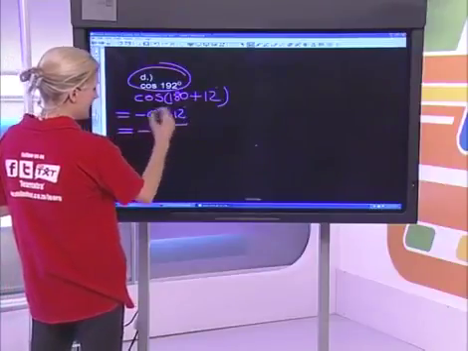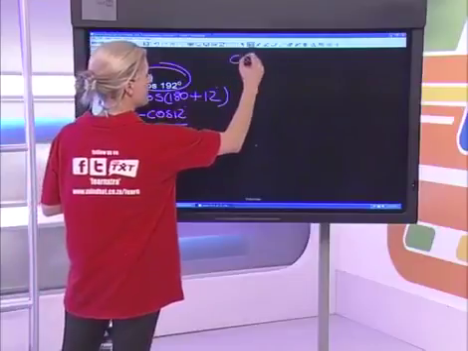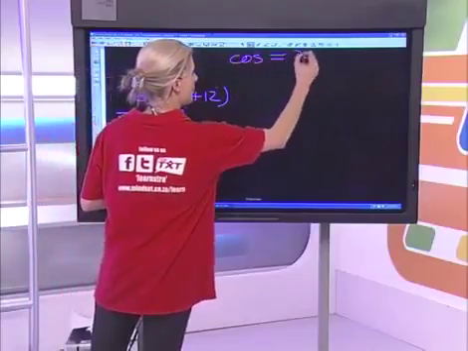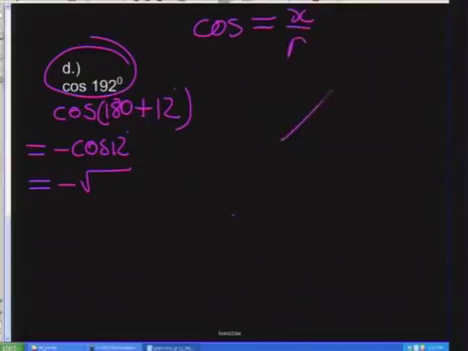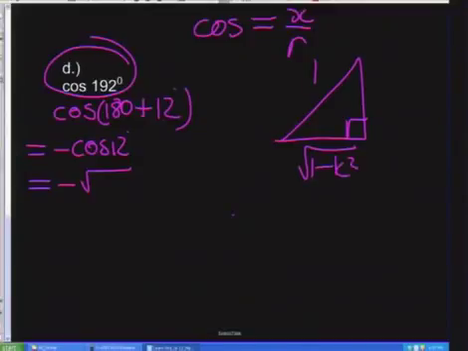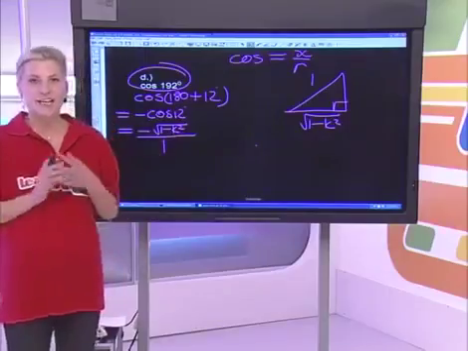I'm now going to say cos is x over r, and in my diagram, r was 1 and x was the square root of 1 minus k squared. I don't need the y now, so I'm going to say the square root of 1 minus k squared over 1, and I'm keeping my answer completely in terms of k.